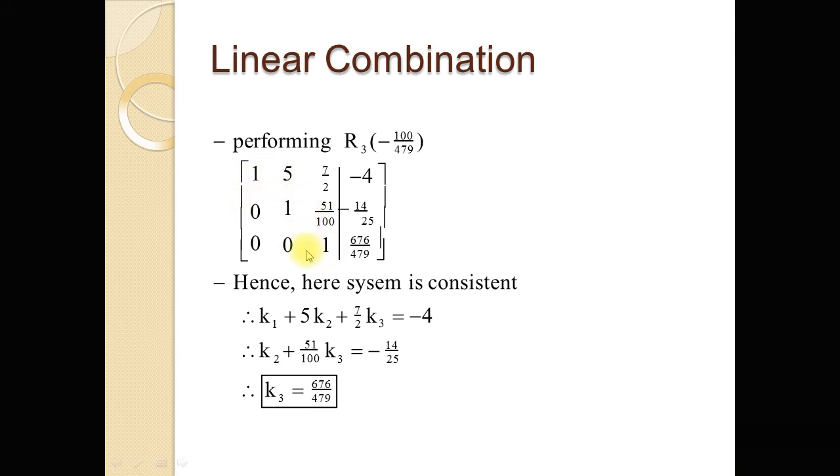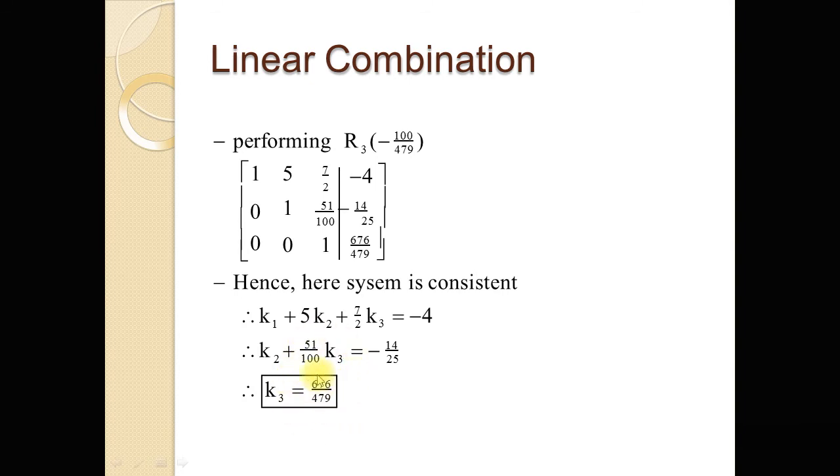Again, to write this matrix in equation form, you see over here k1 + 5k2 + (7/2)k3 = -4, and k2 + (51/100)k3 = -14/25, and this is actually the coefficient of k3. So k3 = 676/479.